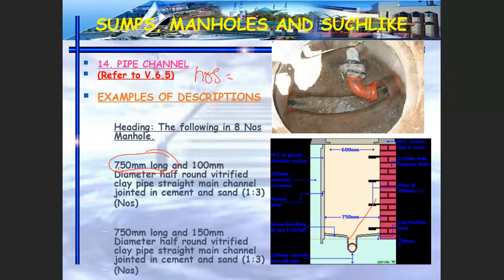If I draw in 3D, this is the length. And then what is the diameter, the size of the pipe? If you have different size of the pipe for a different manhole, definitely you have to measure the pipe channel separately according to the size. Okay, so look at the first and the second one. The difference is, number one is 100 mm diameter, the second one is 150 mm diameter.